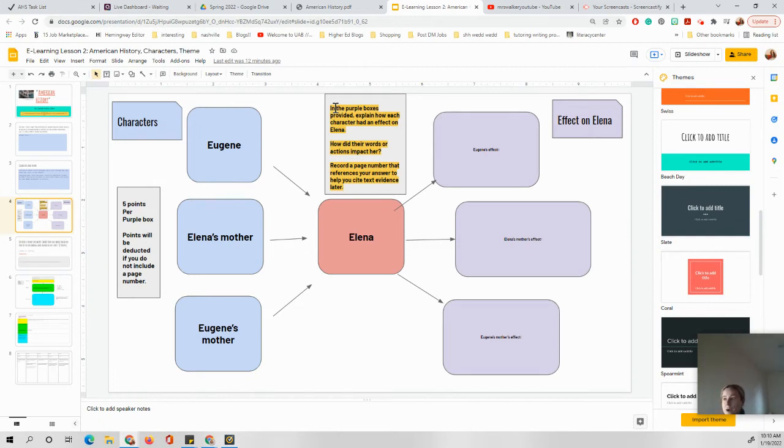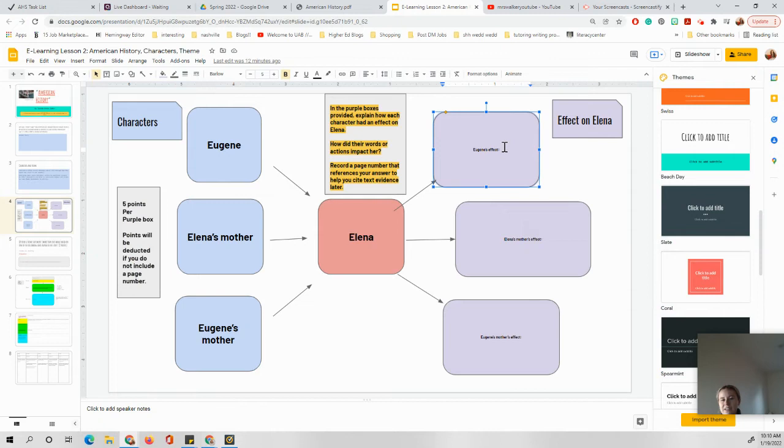It says, in the purple boxes provided, explain how each character had an effect on Elena. How did their words or actions impact her? Record a page number that references your answer to help you cite text evidence later. Okay, so we're going to have a character named Eugene. And then in this purple box, because blue plus red equals purple, what is Eugene's effect on Elena? Okay, you're going to record a page number to go along with your answer.